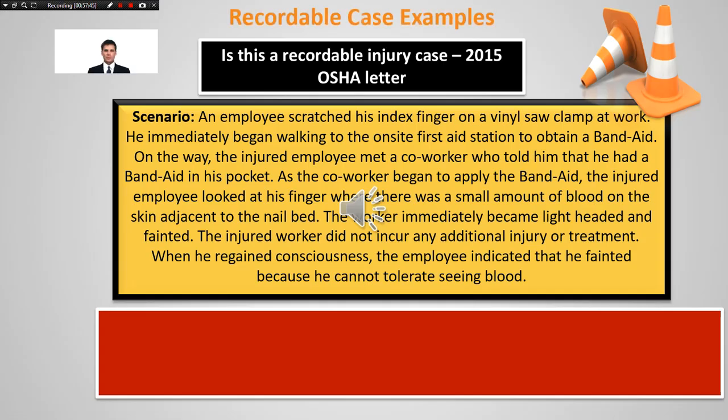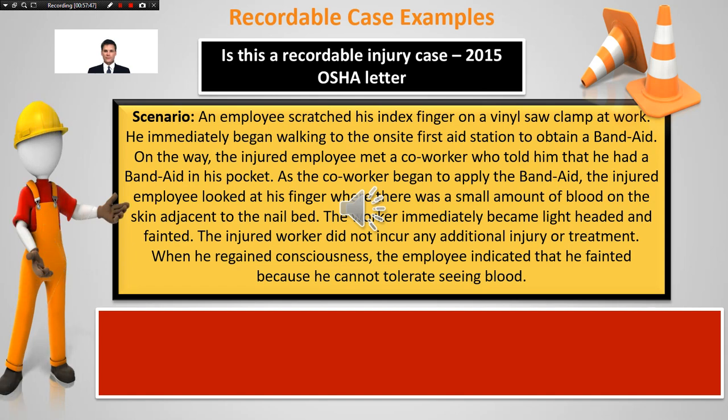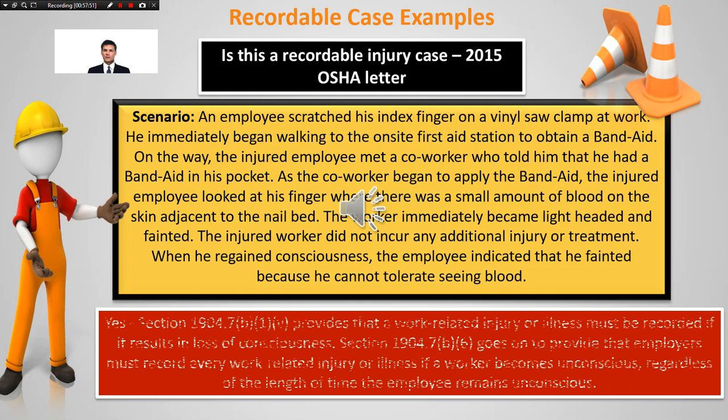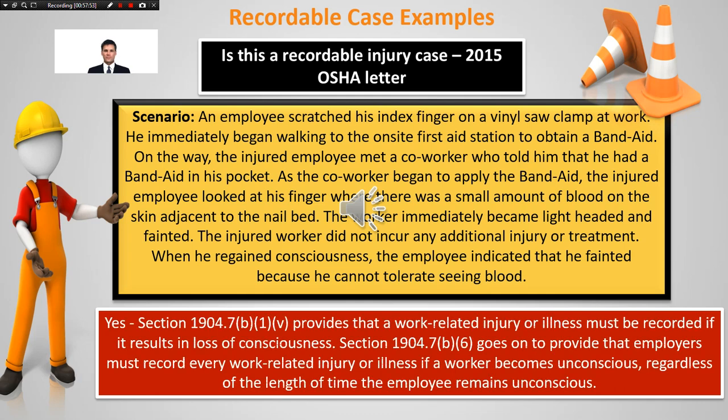Is this a recordable injury case? Based on a 2015 OSHA letter, here is the scenario. An employee scratched his index finger on a vinyl saw clamp at work. He immediately began walking to the first aid station to obtain a Band-Aid. On the way, the injured employee met a co-worker who told him that he had a Band-Aid in his pocket.